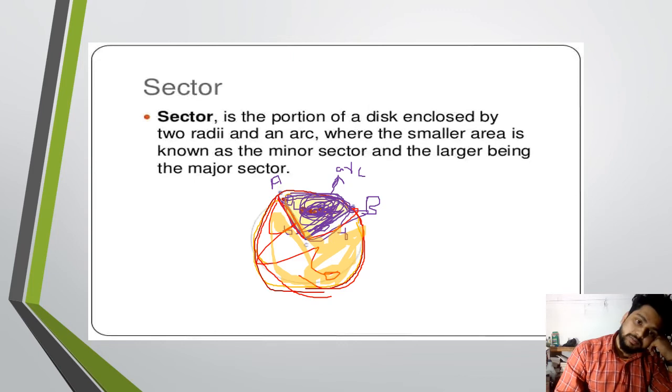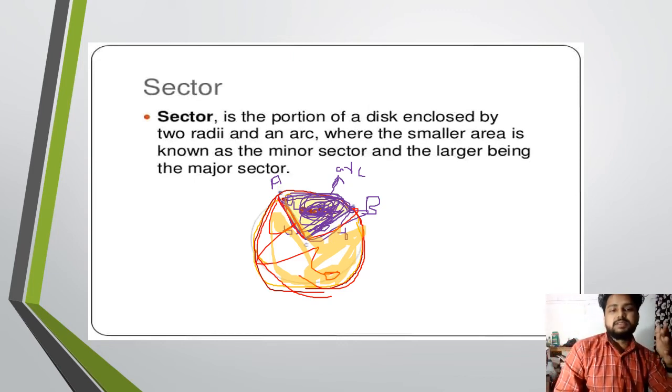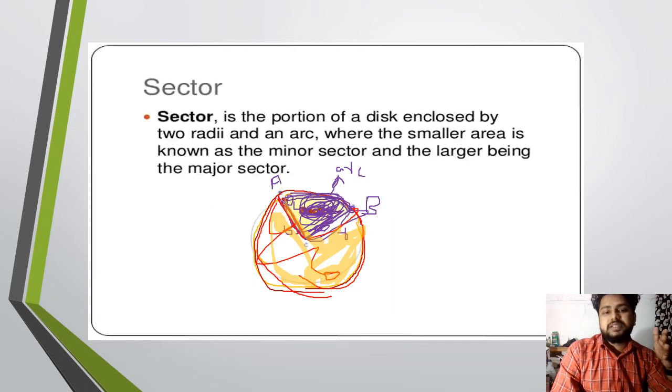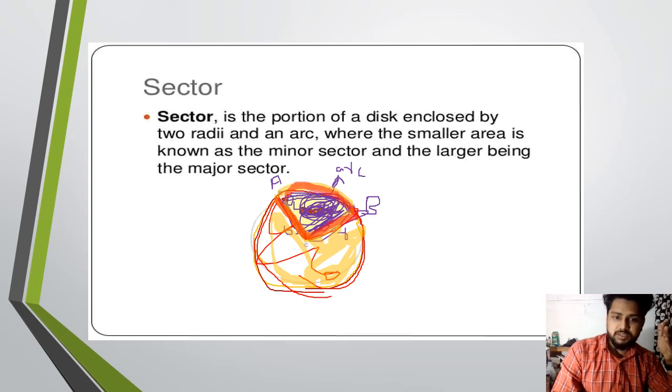You can also remember this from this slide. The sector is the portion of the disc enclosed by two radii. There must be two radii, this one and this one, and one arc. Where are the two radii and one arc? Here is one radius, two radii, and here is the one arc. Between them there are two types of area: small area and big area. The small area between them is known as the sector.